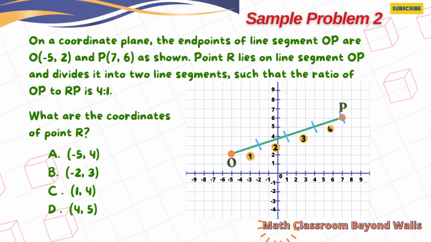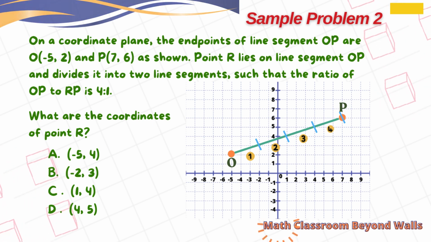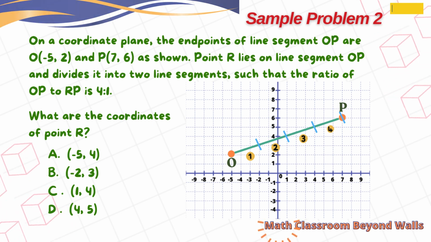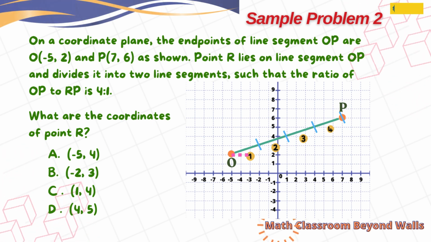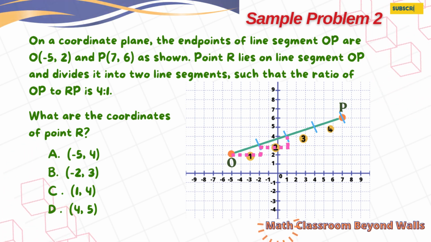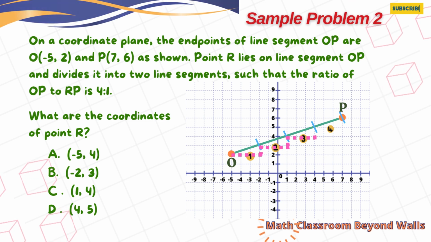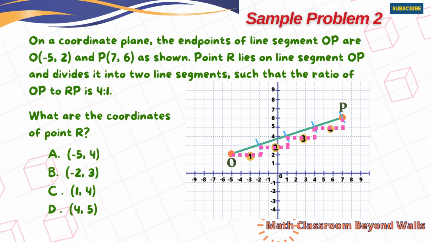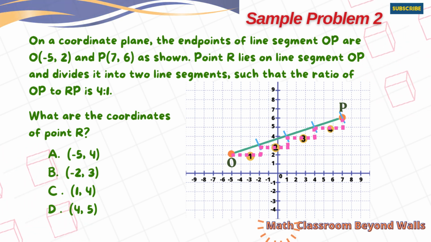Now, to know if these are indeed the 4 parts, we need to check if their lengths are equal. We will do this by counting the run and rise of each segment. If each part has the same number of rise and run, then they are equal in length, and we can conclude that these are indeed the 4 parts.